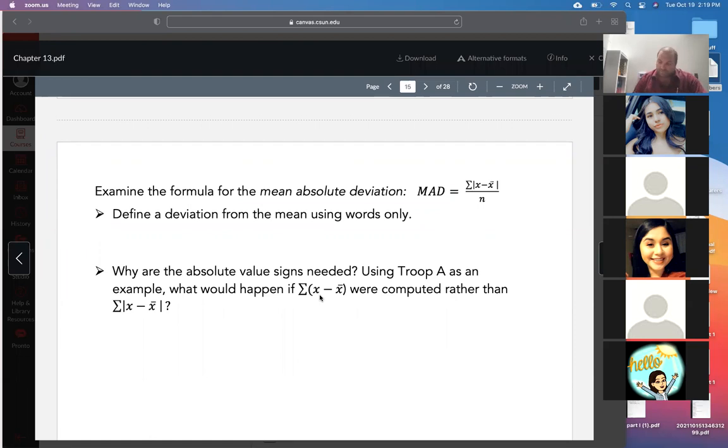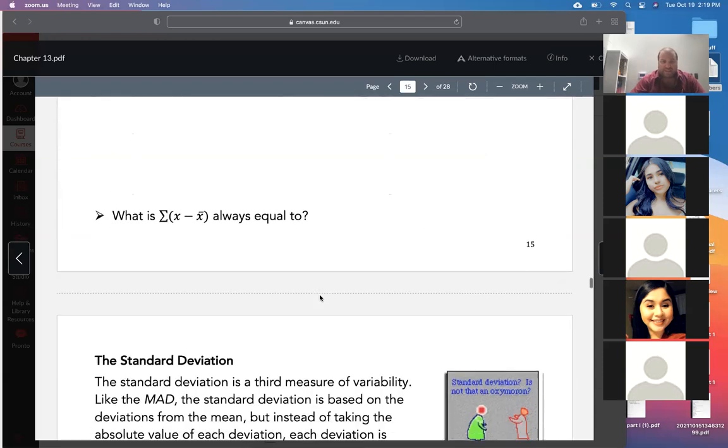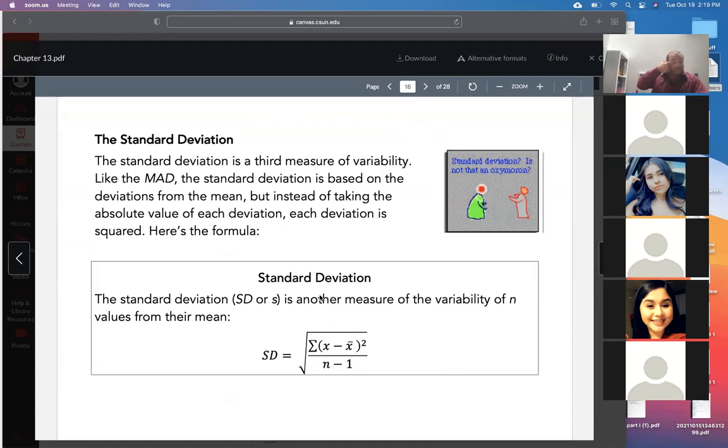What's something else I could have done besides absolute valuing to make things positive? I could have squared everything. Do you agree that squaring things makes them positive? Yep. So I could have squared things as well. If I would have squared everything, it also would have made things positive. And that's what the standard deviation does. The standard deviation squares them instead.